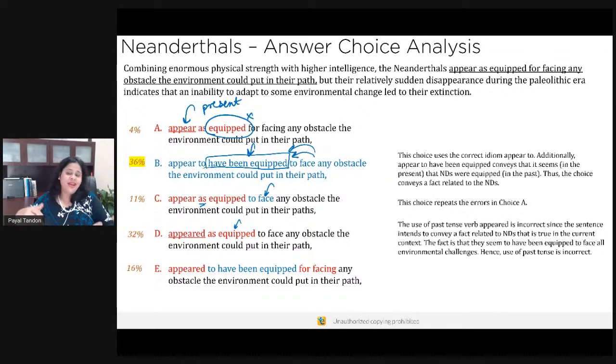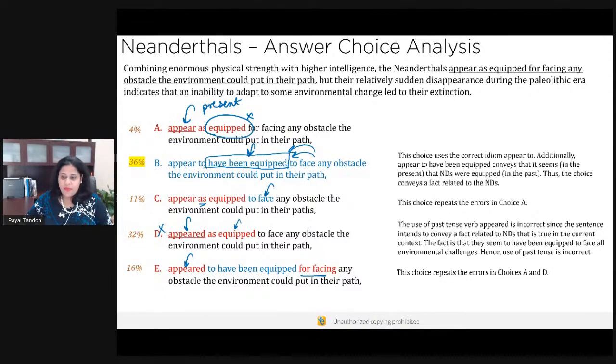Again, this grammar knowledge leads to your meaning understanding: what is the usage of this construct, appear to have been equipped? What does that usage imply in terms of meaning? That is the knowledge that you need to have. So that is why choice D is wrong, because choice D is saying that back in the past, Neanderthals appeared as equipped. They no longer appear as equipped. That is what is wrong. Choice E is wrong. Again, not many people selected choice E. Here also appeared is the issue, and for facing is the issue.